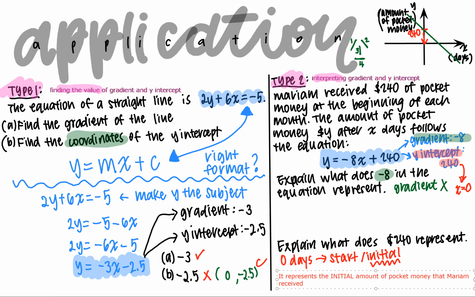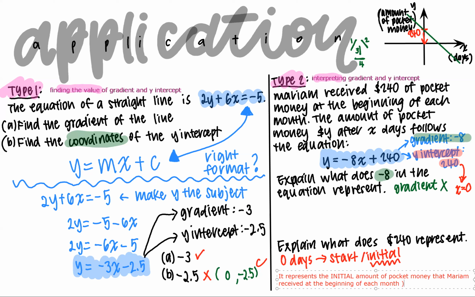So the rest of the days is what? After x days. So it's the initial amount of pocket money that Mariam received. I need another keyword. Read the keyword in the question: at the beginning of each month. So the keyword is initial.